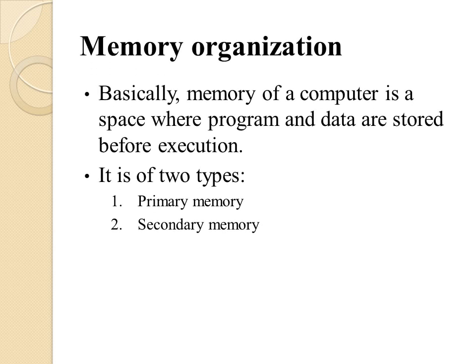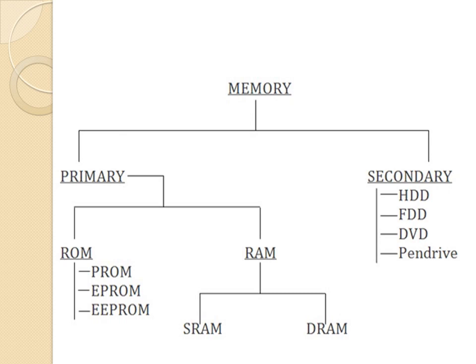Next topic is memory organization. So what is memory? Memory is a place where we can store our data. So memory is divided into two main types: primary memory and secondary memory. Primary memory is further divided into two types, ROM and RAM. ROM is classified into three types: PROM, EPROM and EEPROM, and RAM is classified into two types, static RAM and dynamic RAM. Examples of secondary storage devices are hard disk drive, floppy disk drives, CDs, DVDs, pen drives, etc.